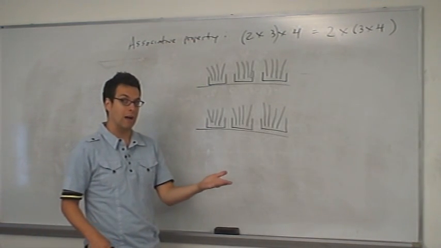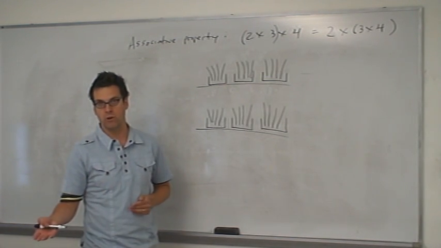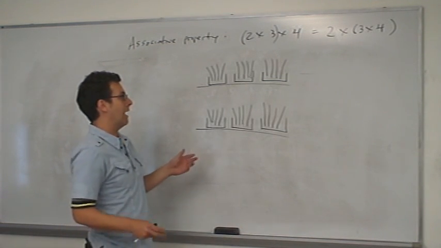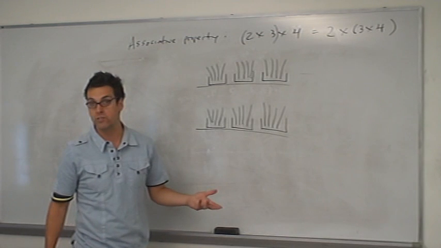Because if there are 12 flowers on each shelf and there are 2 shelves, then 12 times 2 represents the total number of flowers. So the associative property can be illustrated simply by illustrating a picture like this, counting the flowers in 2 different ways.